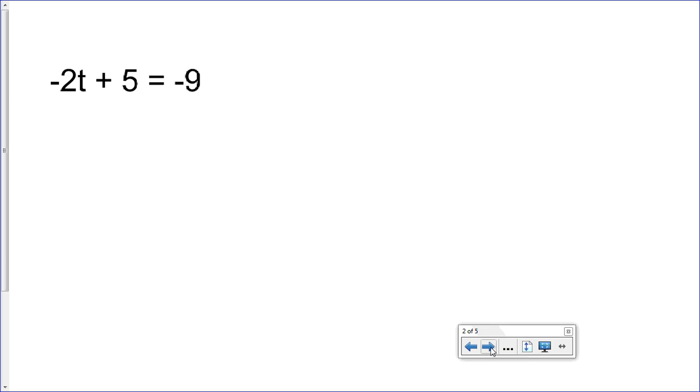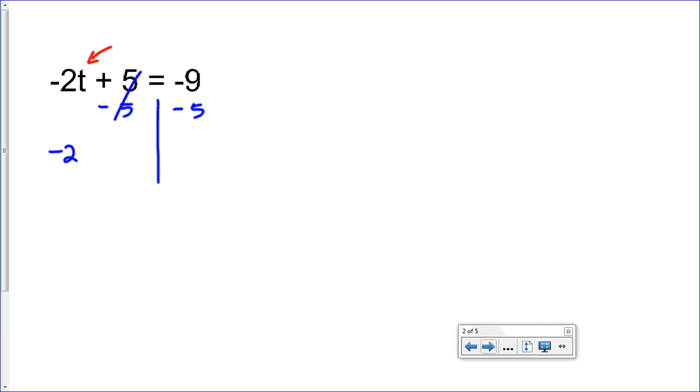Okay, so let's start off with something basic. When we're trying to solve for a variable, our variable here is t, we need to undo the process that's already there. So the first thing I have to do, it's like order of operations backwards. I need to subtract 5 from both sides of my equation, so both sides of my equal sign.